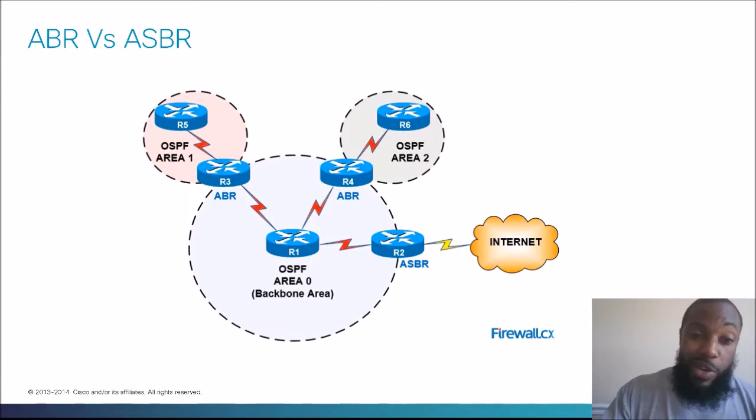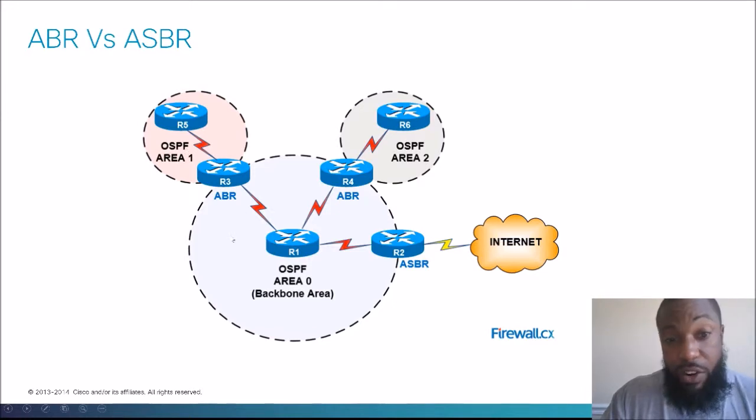If you look at router 3 and router 4 right here, they are both in area 0, right? Router 3 is also in area 1. So he is on the border of two different areas. Therefore, he's an area border router, ABR. Router 3 is on the border of area 1 and area 0. Same thing with router 4. He's also an ABR because he's in two different areas, area 2 and area 0, right?